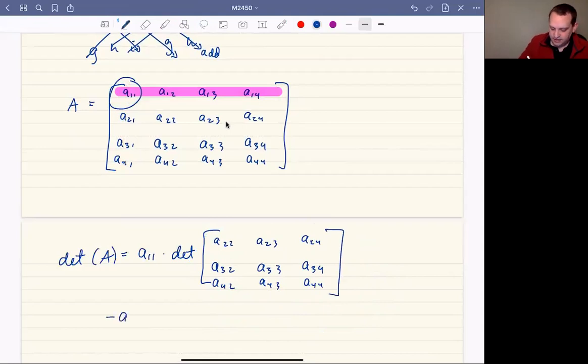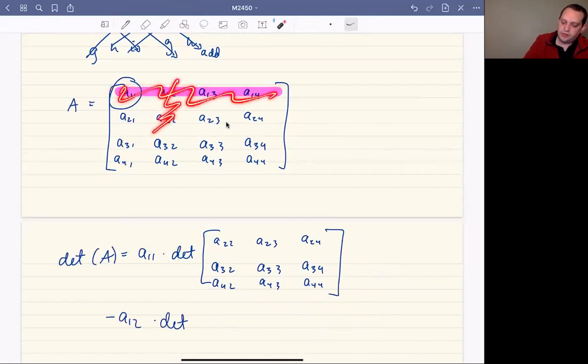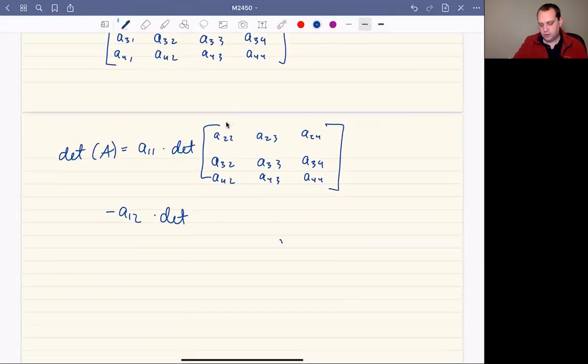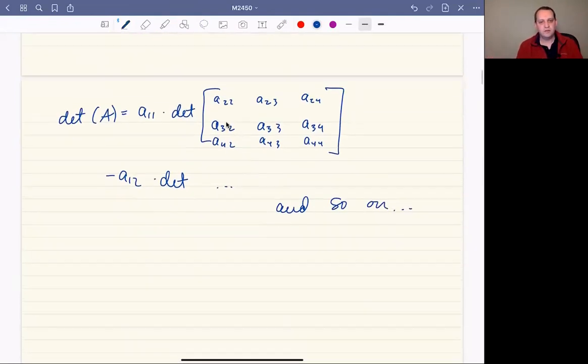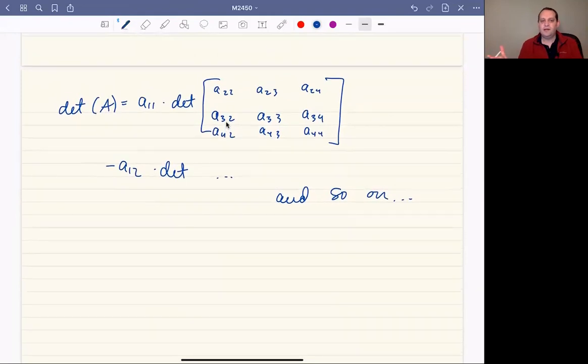And then minus A12 times the determinant of the corresponding submatrix that you get by deleting this row and this column. So you get minus A12 times the determinant of that 3 by 3 matrix, and so on. We'll do some concrete examples as we go along. That's how we expand along the first row. And of course, if you have a 5 by 5 monstrosity, and I would never do this to you, you would do the same thing. You just use one row, and go across.